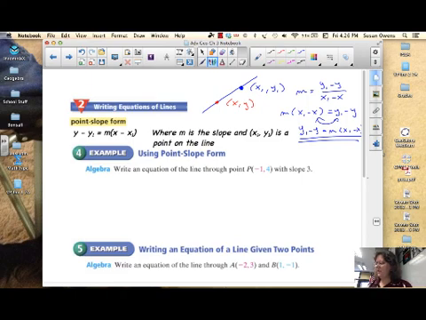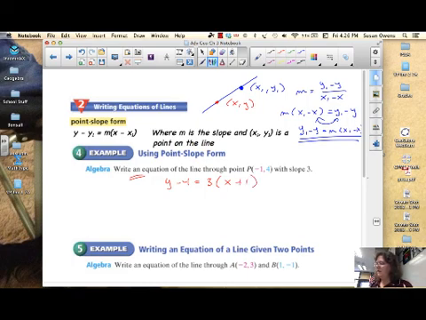Okay, so an example of this, if I want to write an equation, notice it doesn't say any form, it says write an equation. All I do is I do y minus the y coordinate, and then my slope, and then x minus my x coordinate. Since it's negative, it's going to be minus -1 or +1.